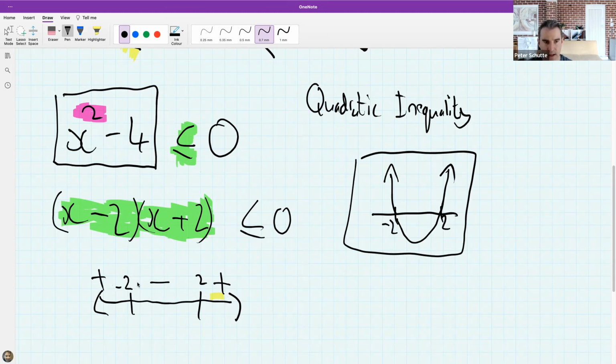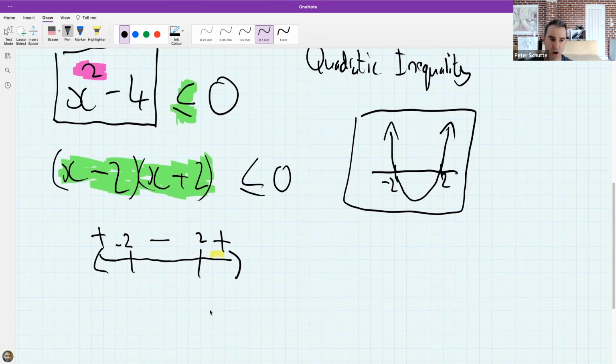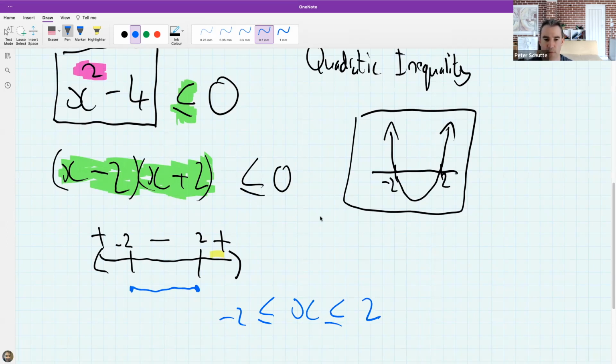Now, the final bit. The question asked us, where is the expression negative? In order to write down the answer, I need to describe the region between here and here, and I need to include the 2 endpoints. In inequality notation, the region from minus 2 to 2 is going to look like that. So my answer to the question is x is greater than or equal to minus 2 and less than or equal to 2. That would be the answer to that inequality.